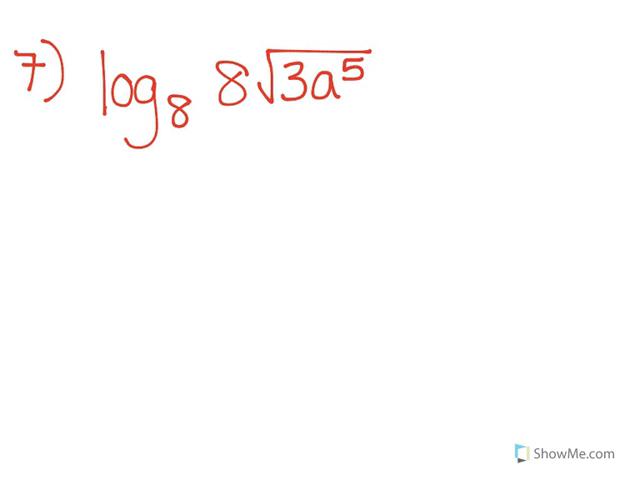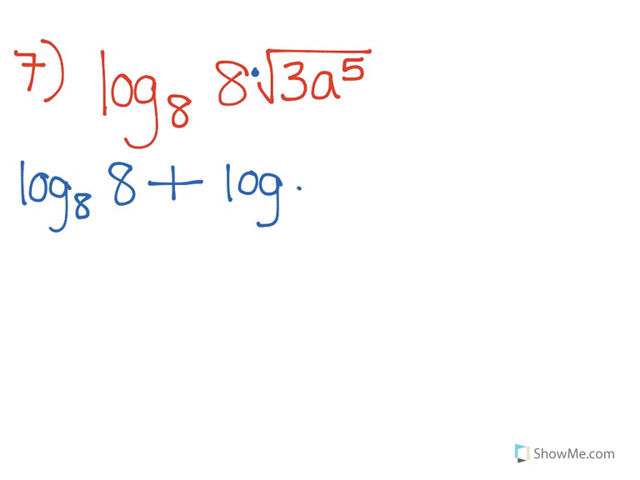Okay, so number 7 is kind of a challenging problem. Log base 8 of 8 times the square root of 3a to the 5th. Go ahead, see how far you can get with this problem, and then check your answers. Alright, so the first thing I'm going to do is separate this log base 8 of 8. Then I'm going to multiply it, so now that means when I expand my logs it's going to be plus log base 8 of the square root of 3a to the 5th.